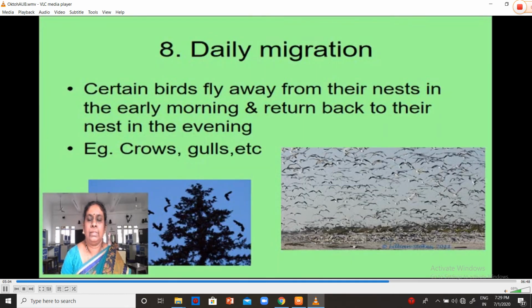The eighth type of migration is when certain birds fly away from their nest in the early morning and return back to their nest in the evenings, especially the crows, gulls, and so on. That is, leaving their nest in the morning and coming back in the evening. So every day they go in search of food and come back. Such type of migration is said to be daily migration.